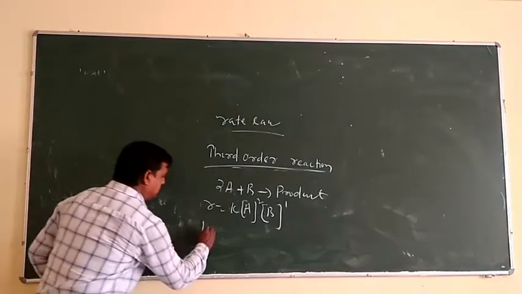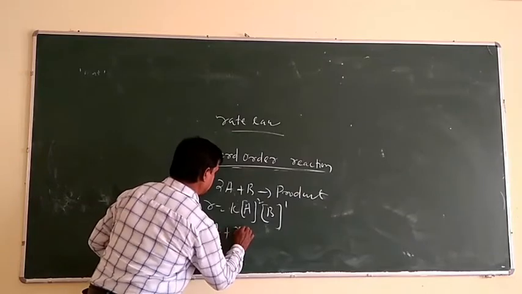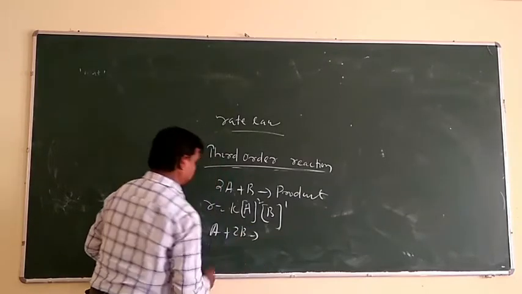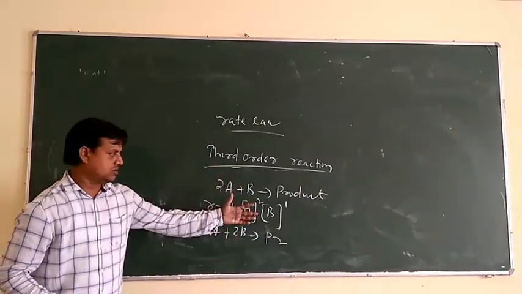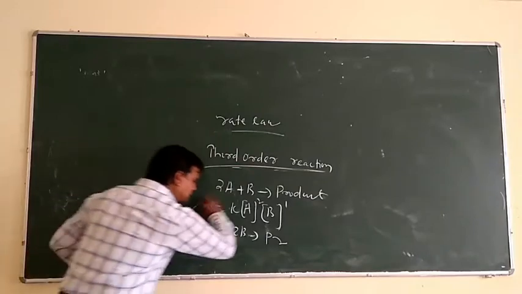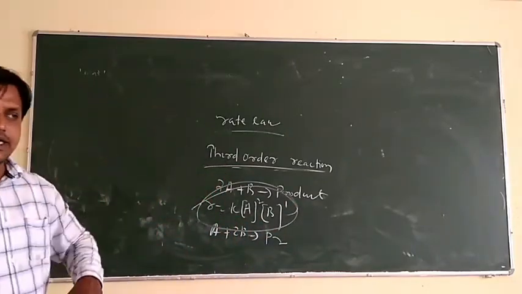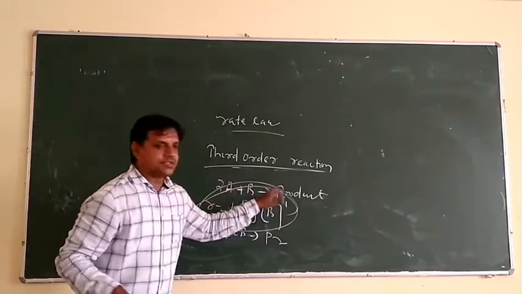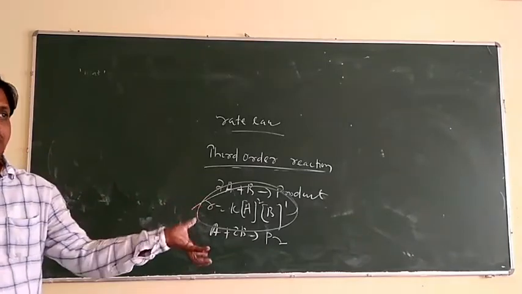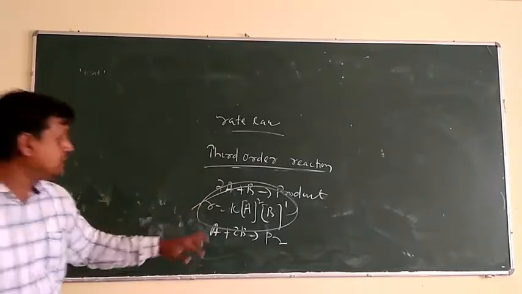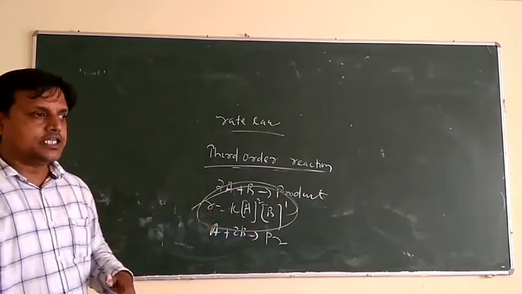Or you can say A plus 2B gives product. Then R equals K A to the power 1 B to the power 2. So order depends upon your rate law equation. Order is the sum of the powers of the molar concentration terms in the rate law equation.